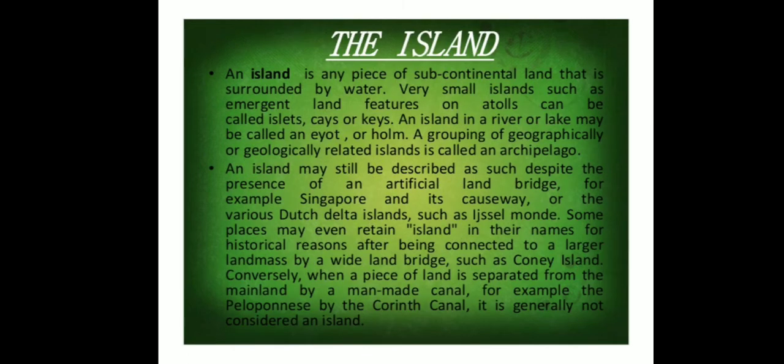After that, in the last, we have the islands. An island is a piece of sub-continental land that is surrounded by water. That means a piece of land covered from all sides by water. Very small islands, such as emergent land features on atolls, can be called islets, cays or keys. An island in a river or lake may be called an eyot or holm. A grouping of geographically related islands is called an archipelago.